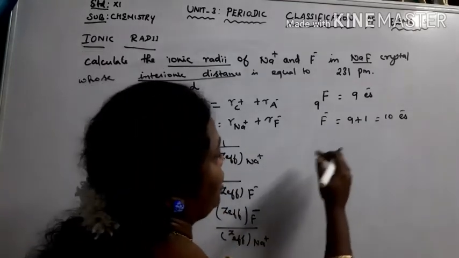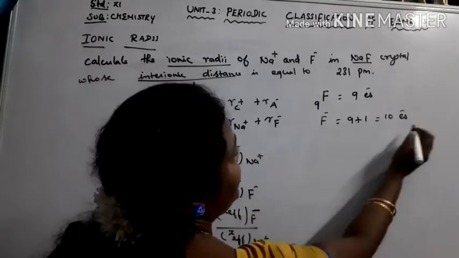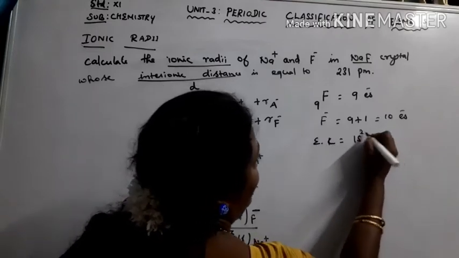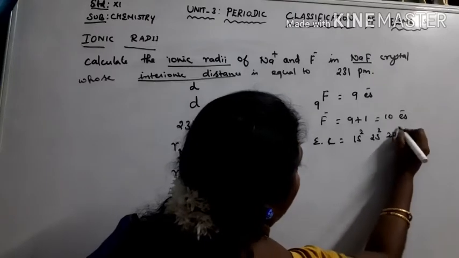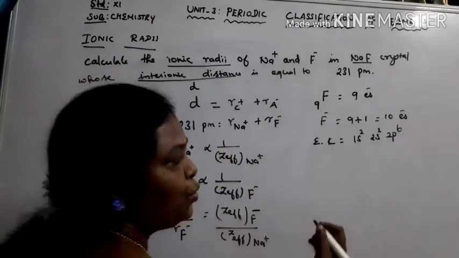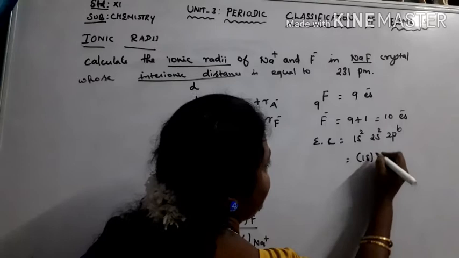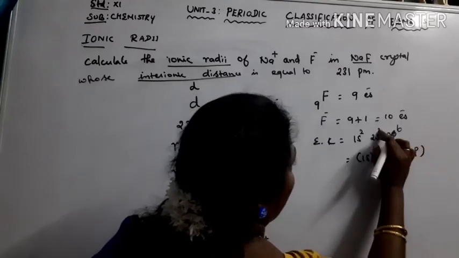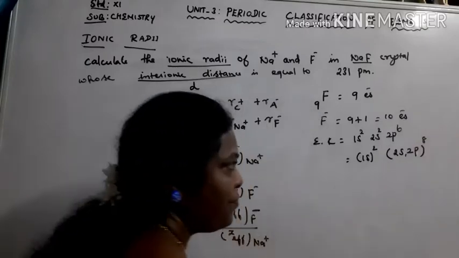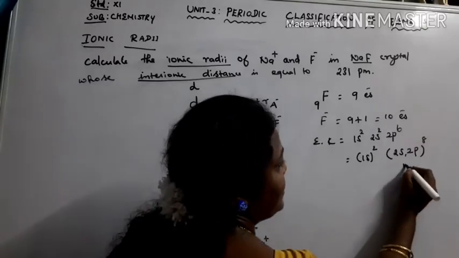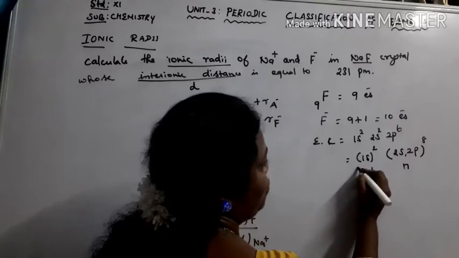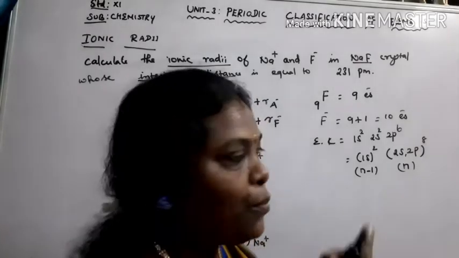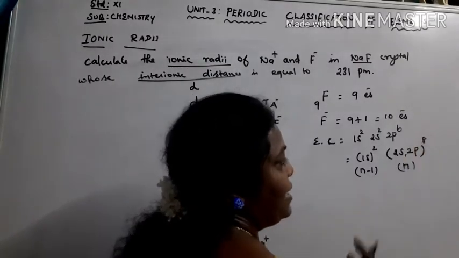Can you remember the steps to calculate the effective nuclear charge? First we write the electronic configuration for these 10 electrons: 1s2, 2s2, 2p6. Then we group them: 1s2, and then 2s, 2p, so 2 plus 6, 8 electrons. Now we consider this as the nth shell and this as the n minus 1 shell. For the nth shell, if we calculate the effective nuclear charge for 1 electron, it contains 8 electrons in total.